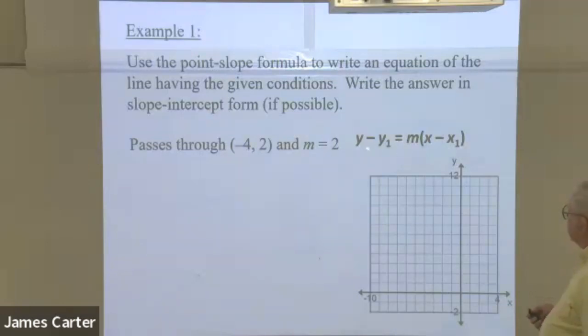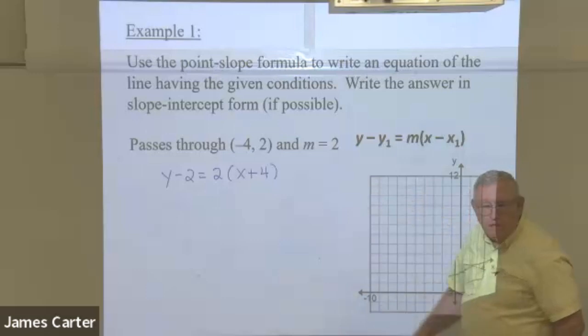Here is the point slope formula. Now, we're given the slope, we're given a point, and we want to graph the line that it goes through, as well as write the equation. Here's our substitution, our slope, the y value, and the x value. Notice we got a double negative right there.